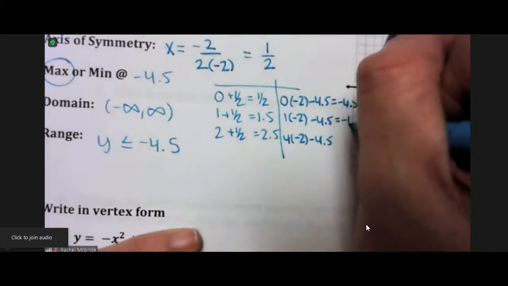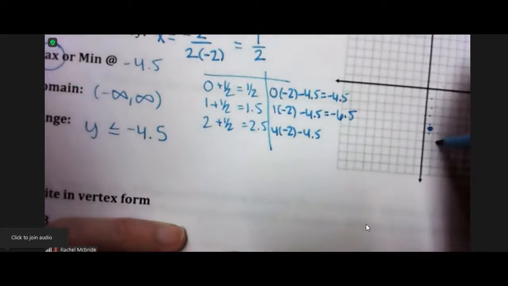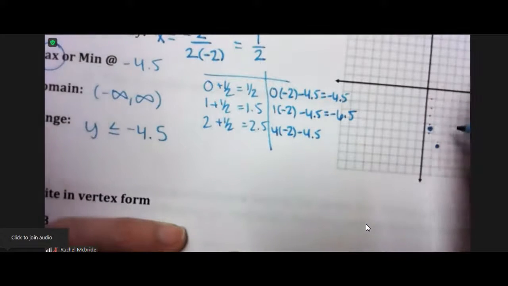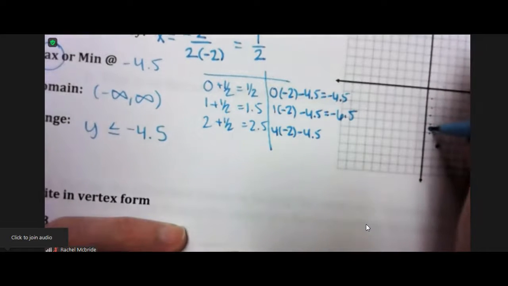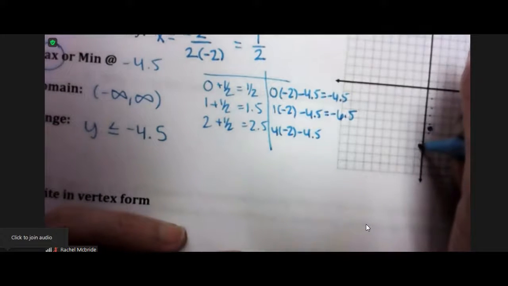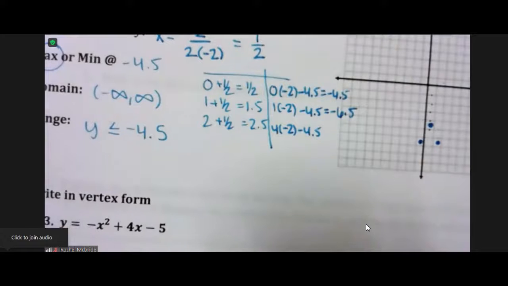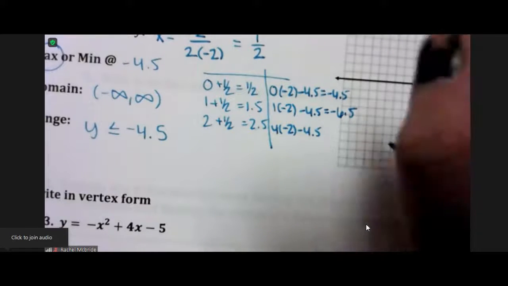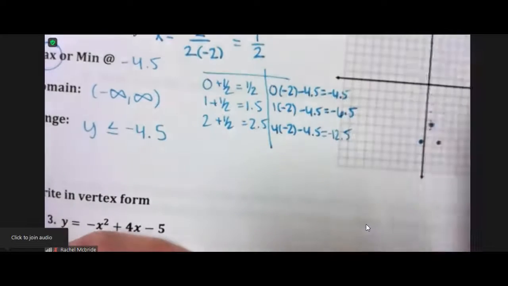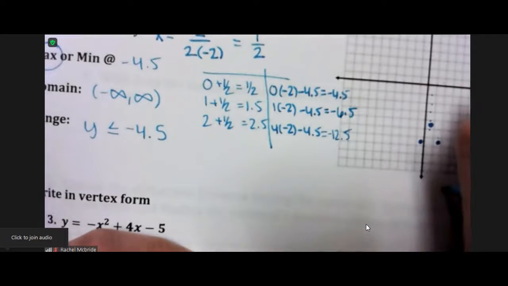Then your next point would be at negative 6.5, 1.5. And if you go one to the left of that, it would be at negative 0.5. And then one more point down at 2.5, you'd have negative 8 minus 4.5, which is negative 12.5. So we're talking way down here.